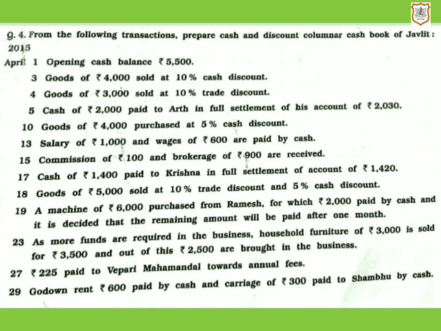or received, if any. As we know, there are three types of two columnar cash book. First, cash and discount columnar cash book, cash and bank columnar cash book, and bank and discount columnar cash book. So today we will study cash and discount columnar cash book. So open your textbook and read question number 4. Here we have to prepare cash and discount columnar cash book of Javid. So let's start.